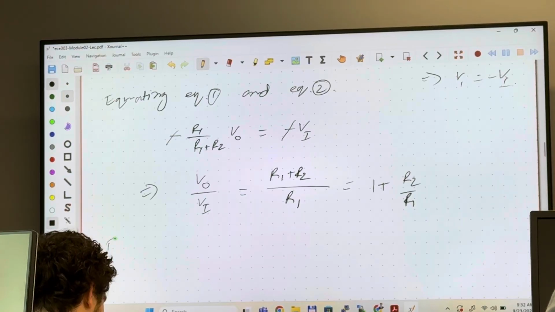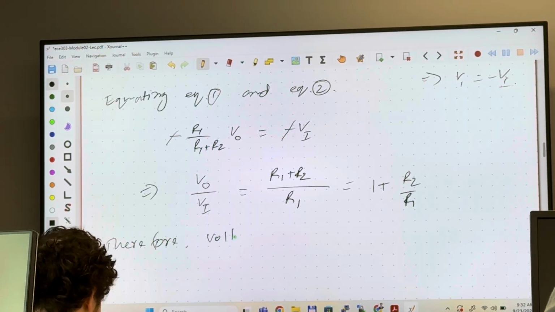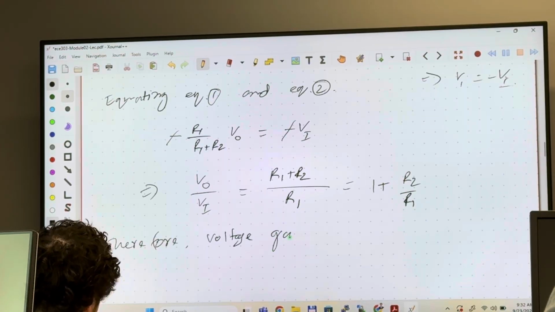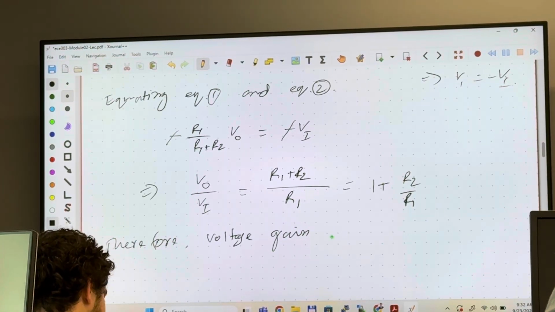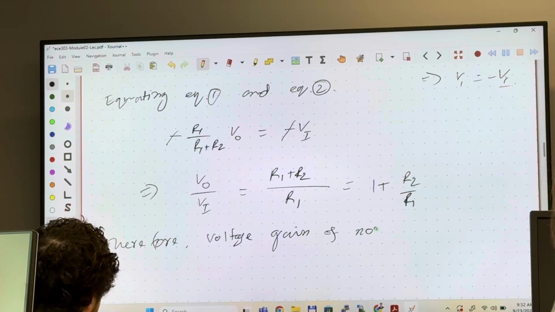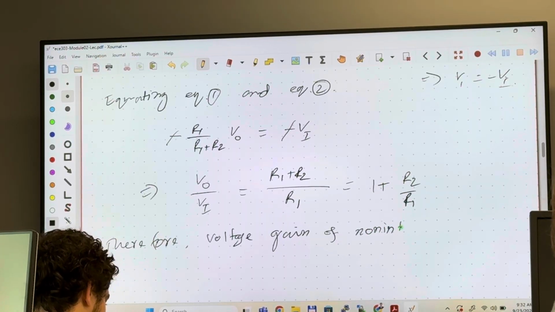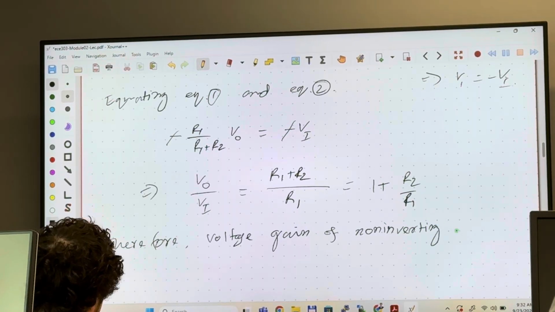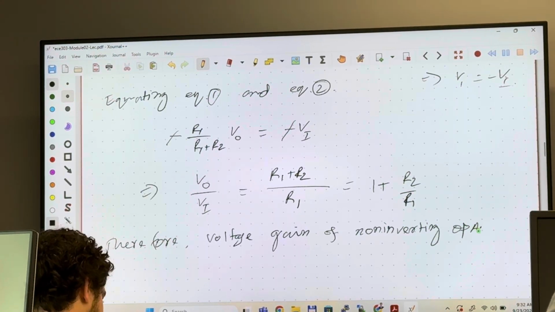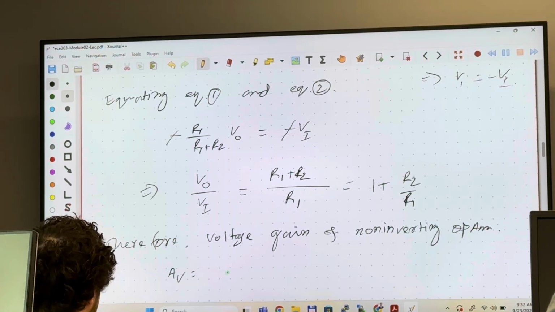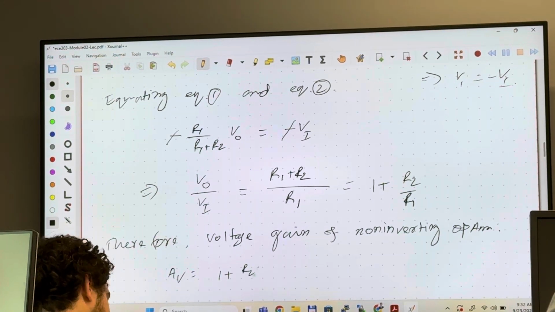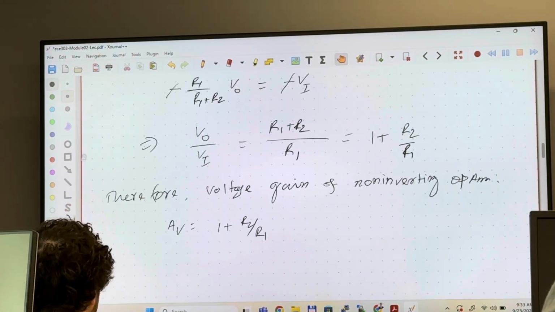So therefore, the voltage gain of the non-inverting op-amp, A_B, equals 1 plus R2 over R1. And that's the final answer.